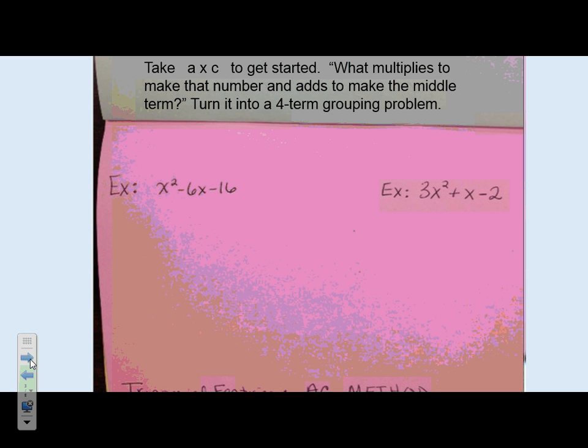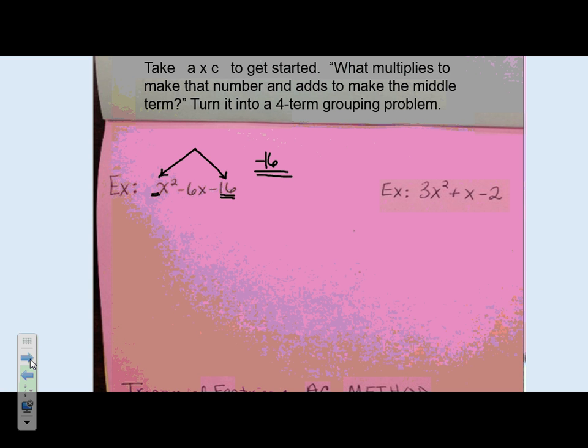So if you write those descriptions in your notes here, we're going to start with that beginning part. Take a times c to get it started. A and c are referring to the numbers that are in the terms. A will always be in front of the x squared, and c will always be the constant, or the regular number at the end. So for this 3-term trinomial, I'm going to take a times c: negative 16 times positive 1. Negative 16 times positive 1 is still negative 16.